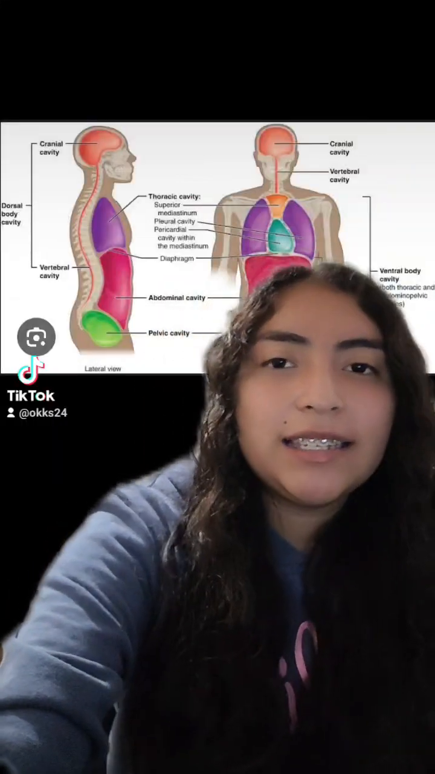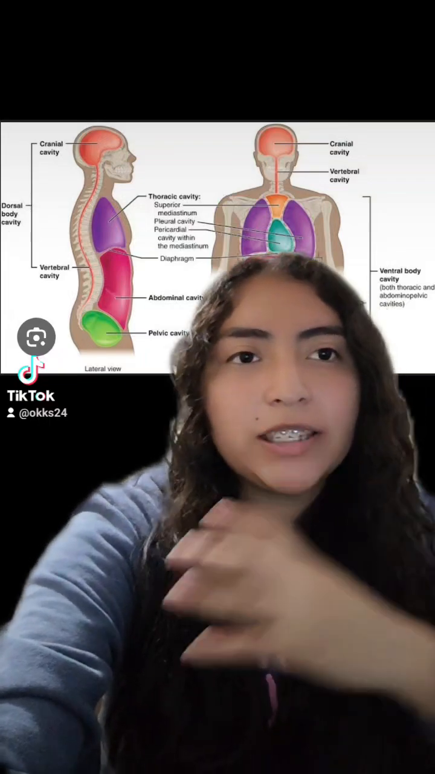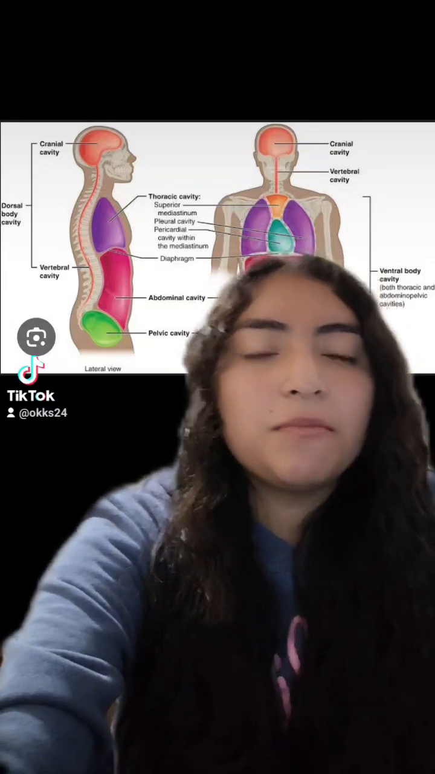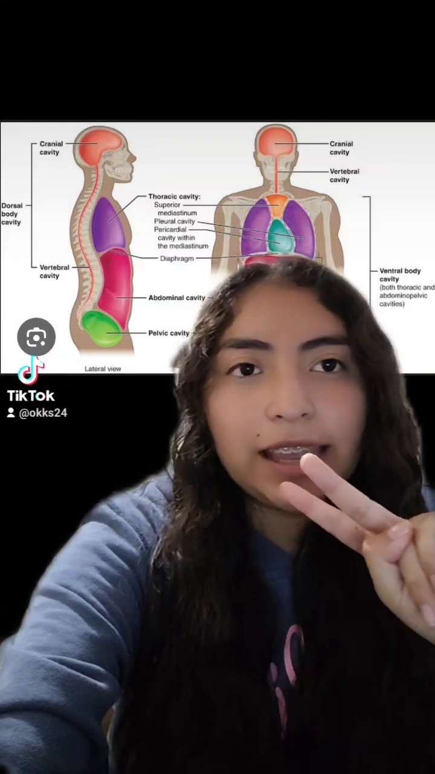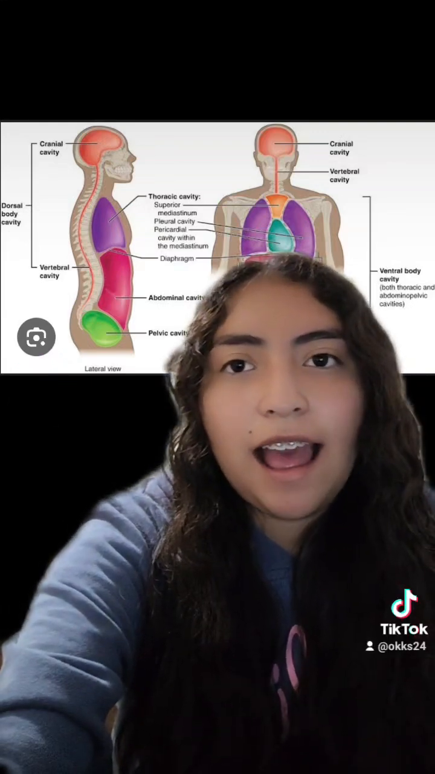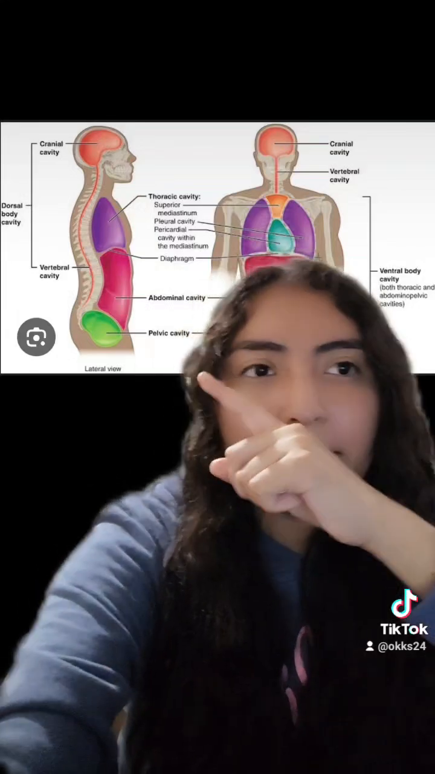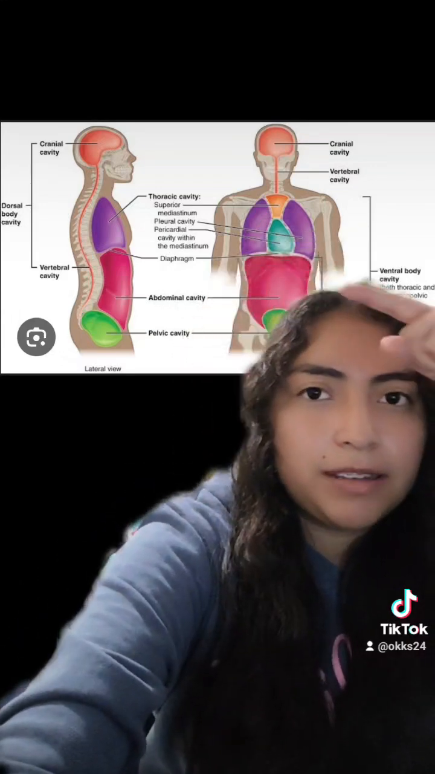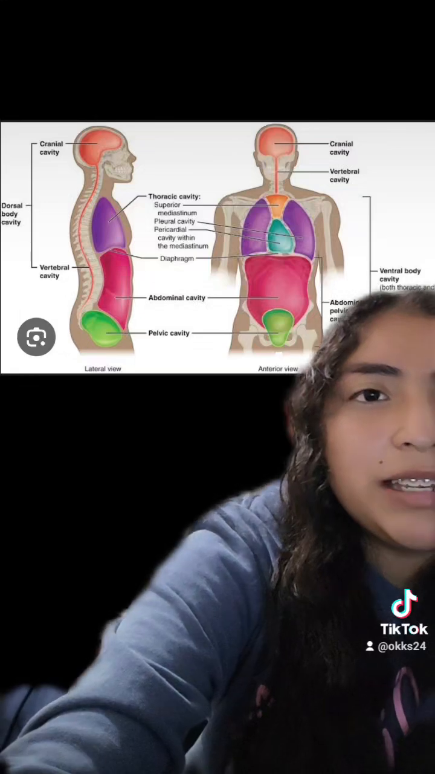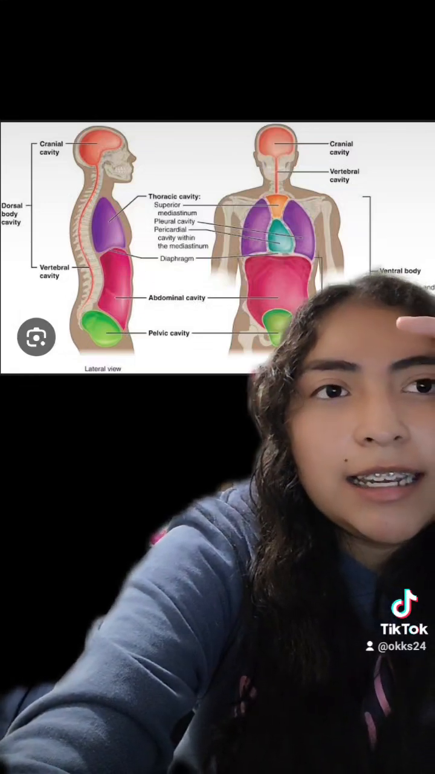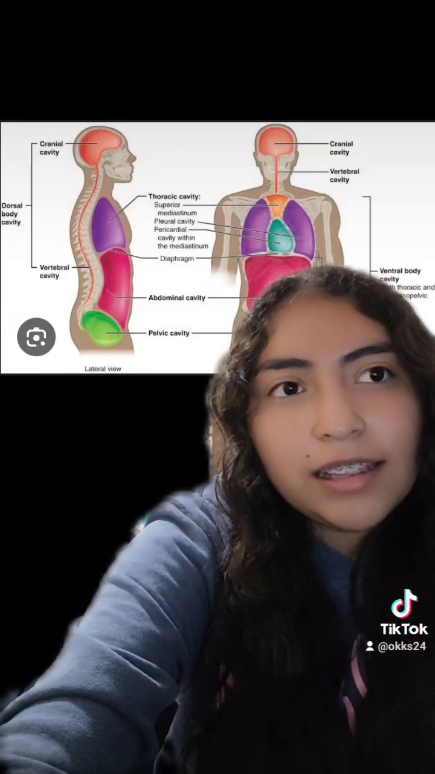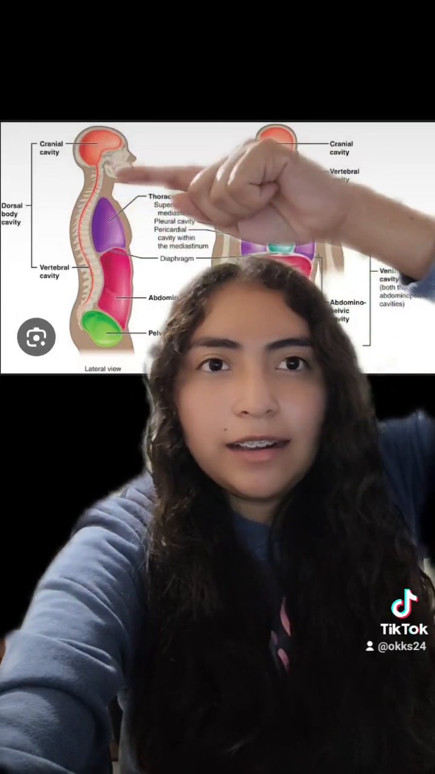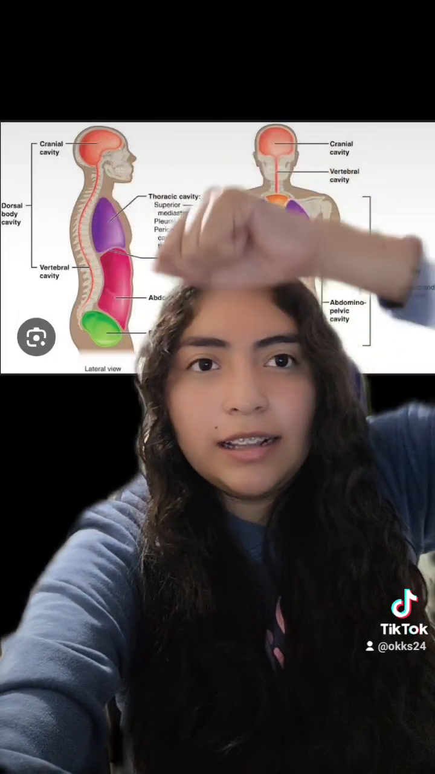The body cavities are spaces in the body that help protect, separate, and support internal organs. The human body is divided into two main cavities, the ventral cavity and the dorsal cavity. The ventral cavity is divided into the thoracic, as we could see here in the image, abdominal, and pelvic cavities, while the dorsal is divided into the cranial, here, and vertebral cavities.